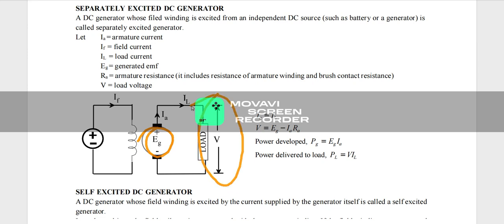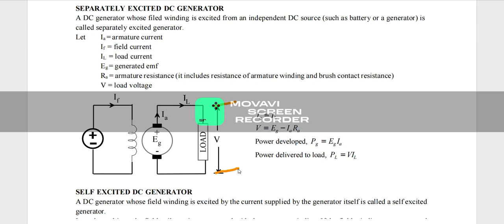Okay, so here we have to write the current equation, voltage equation, power developed in the armature and power delivered to load. So the first one will be armature current. Since load and the armature are connected in series, we can say that IA and IL both are equal, right? Hope it is clear. So the next one will be the terminal voltage.